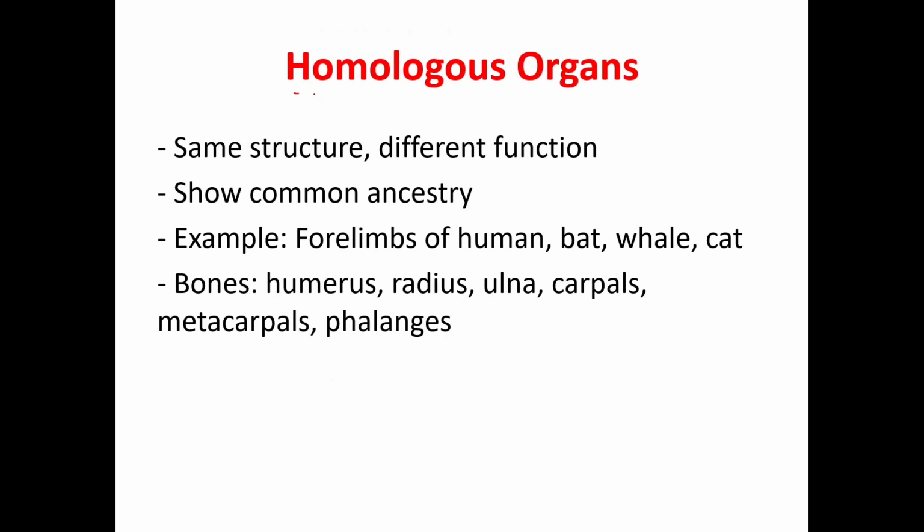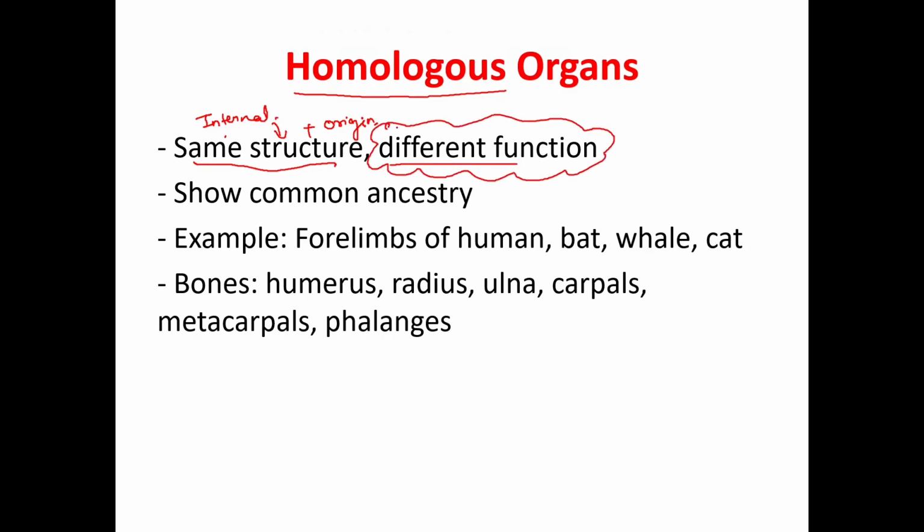Come to the topic homologous organs. Homologous organs are organs that look different on the outside and do different functions. So the organs have the same structure but differ in function. So I repeat, homologous organs are organs that look different on the outside and do different functions, but they have the same internal structure or origin. So the same internal structure plus origin, right? But they perform different kinds of function.